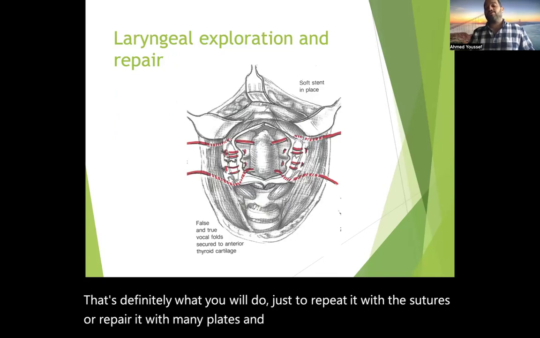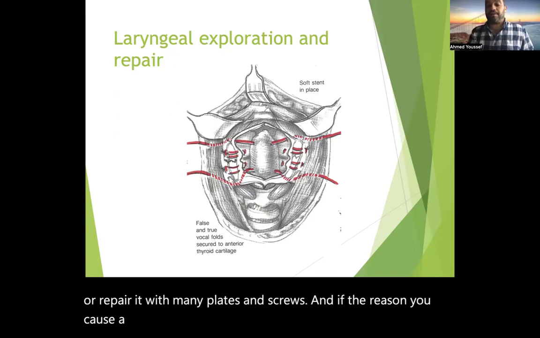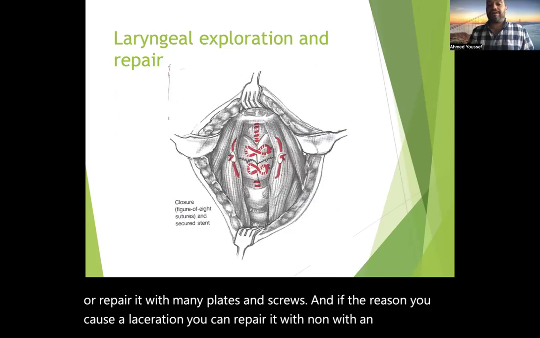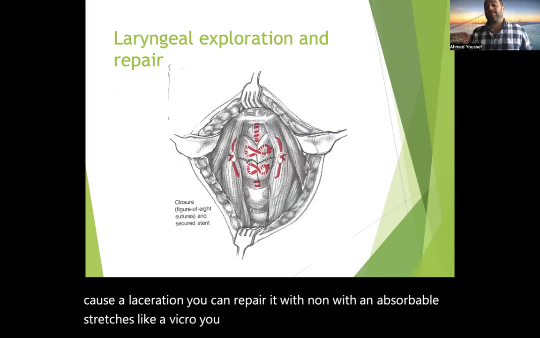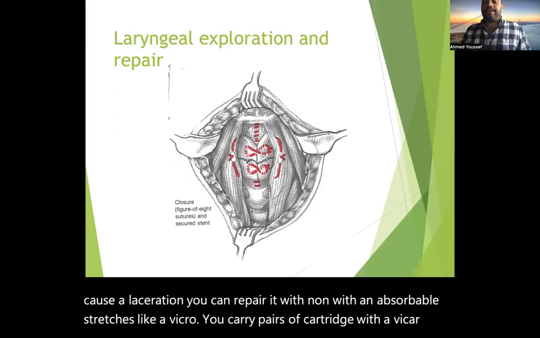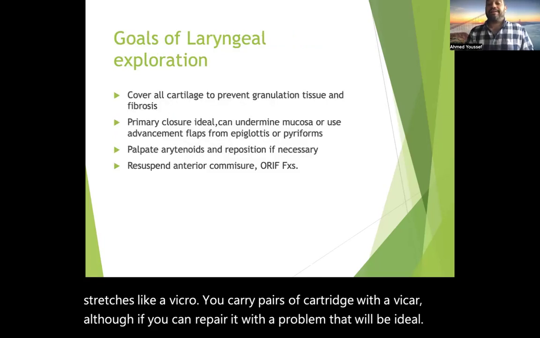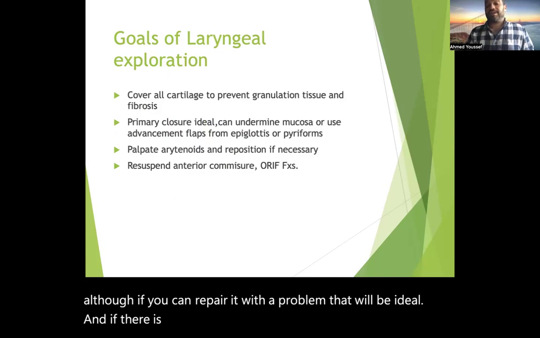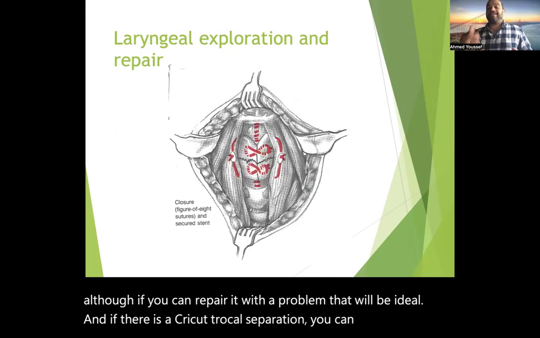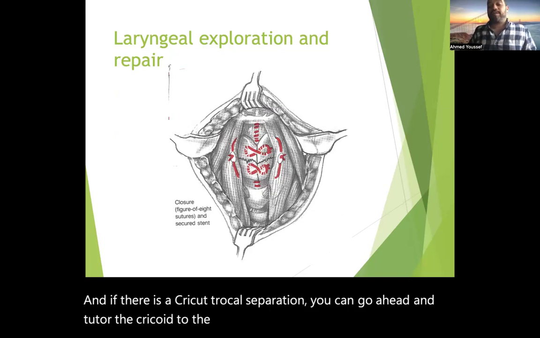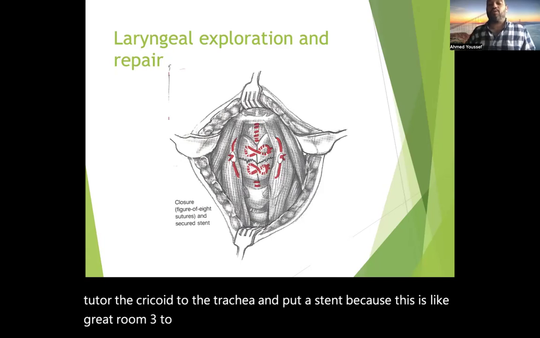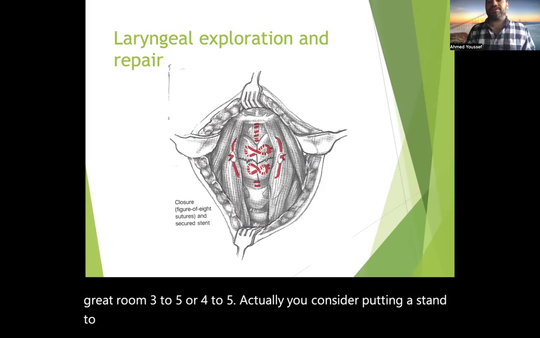And if there is a mucosal laceration, you can repair it with absorbable sutures like Vicryl. You can repair the cartilage with Vicryl, although if you can repair it with Prolene, that would be ideal. And if there is a cricotracheal separation, you can go ahead and suture the cricoid to the trachea and put a stent, because this is grade 3 to 5 or 4 to 5. Actually, you consider putting a stent to prevent any airway stenosis later.